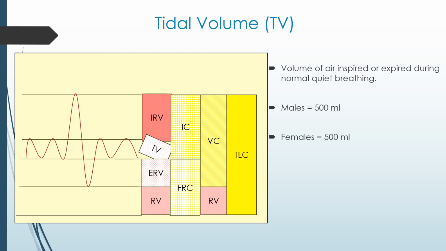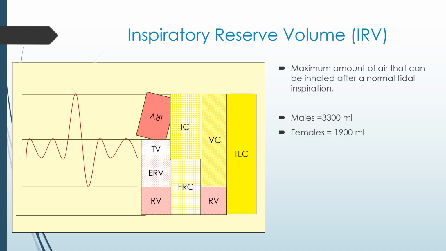Tidal volume is the volume of air inspired or expired during normal quiet breathing. It is the same in both males and females, which is 500 milliliters. Then inspiratory reserve volume is the maximum amount of air that can be inhaled after a normal tidal inspiration. It differs in males and females. In males it is 3300 milliliters, and in females it is 1900 milliliters.